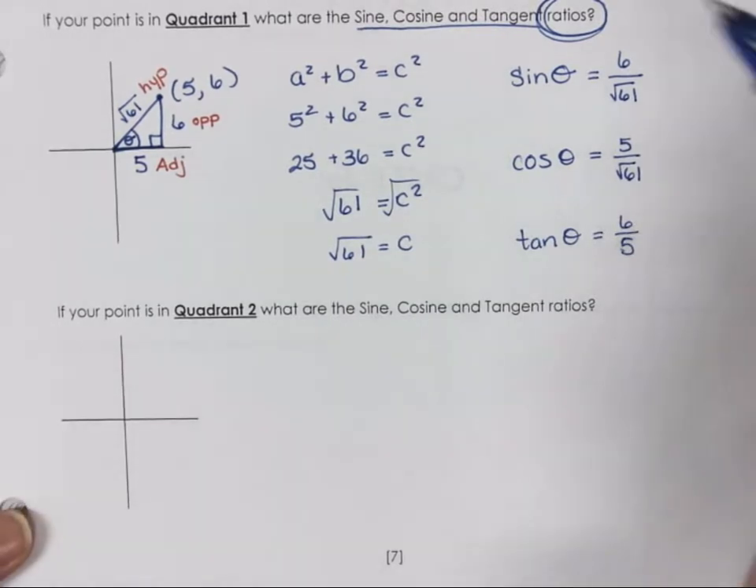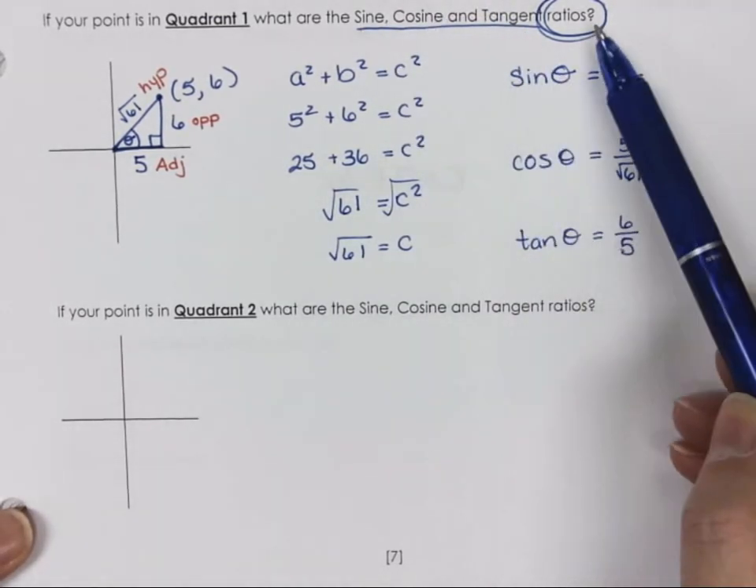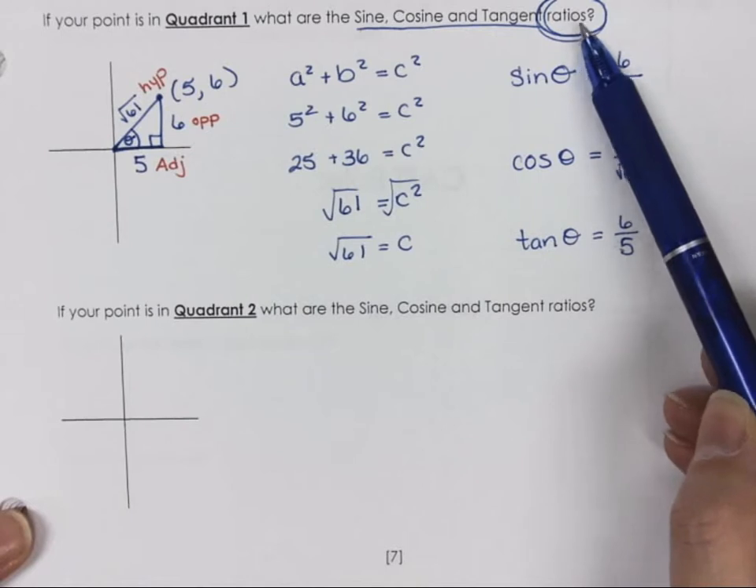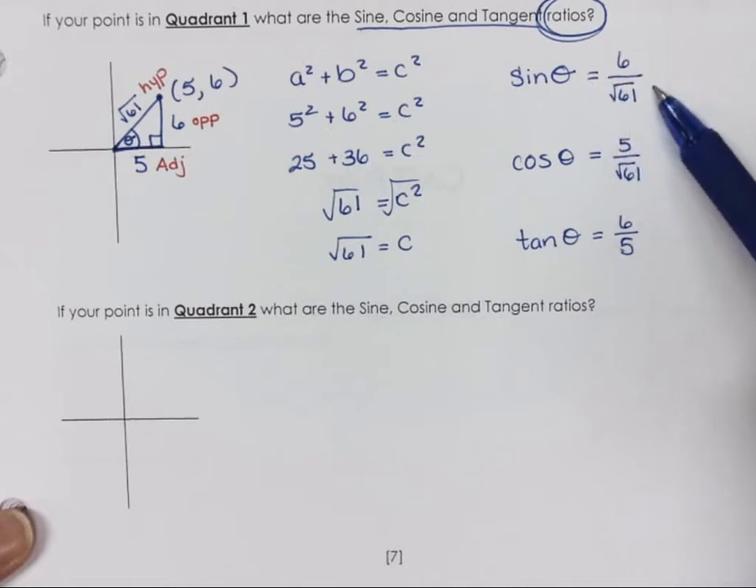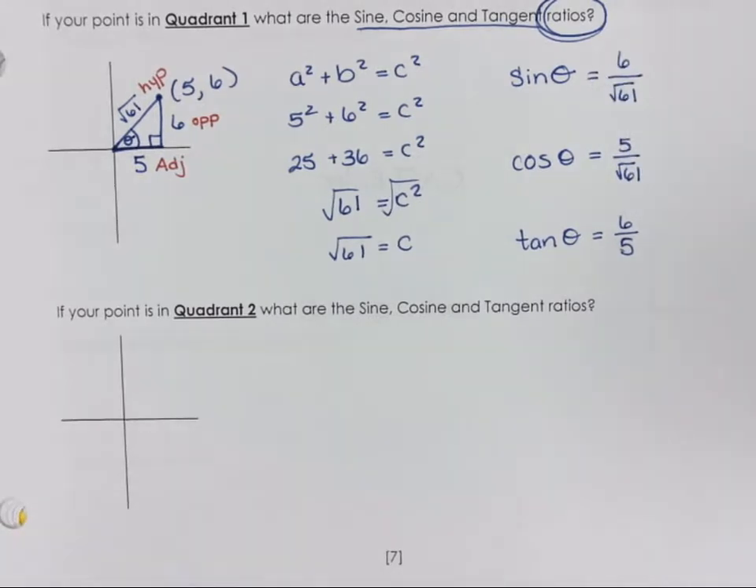So that you have listed the sine, cosine, and tangent ratios. When I ask for a ratio, I want you to set it up like this. This here is the ratio. Don't solve it. This is the ratio, okay? Because I'm going to ask you to do that.